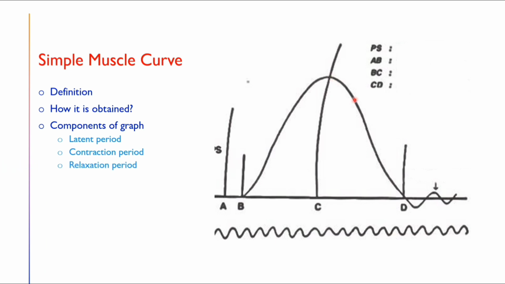From C to D is the relaxation. So now after reaching the maximum point, the muscle has started relaxing. The lever goes downwards and reaches the baseline. So C to D is the relaxation period. Now after D, you can see small curves are formed.